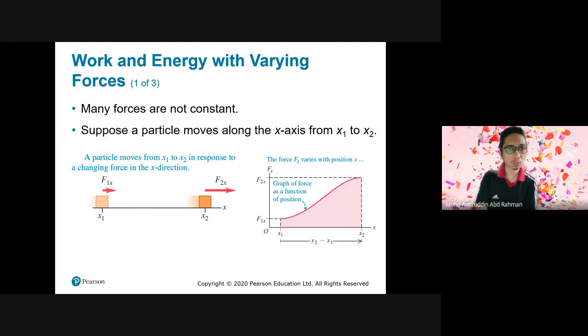All right, so let's see the relationship between work and energy. Many forces are not constant. Suppose a particle moves along the x-axis from x1 to x2. You look there and you see that the graph is not linear. Why is it not linear? Let's say if you pull the box, the force is not constant, so of course it will vary. The force will vary with time, so at a certain point the force will be much more than the force at a later point, as you can see on the graph.